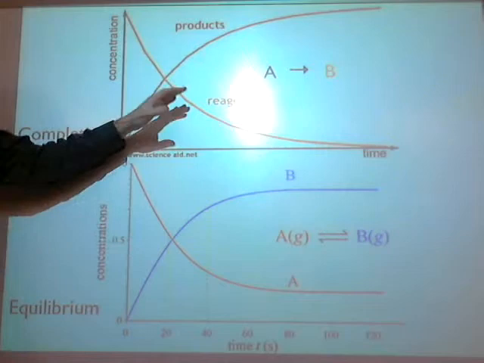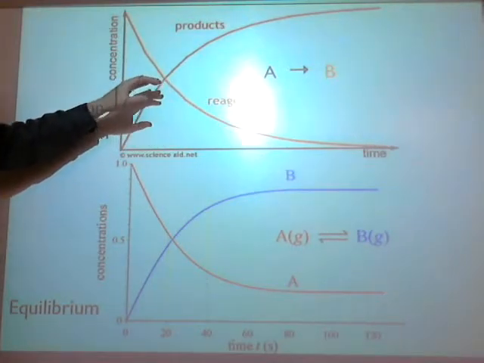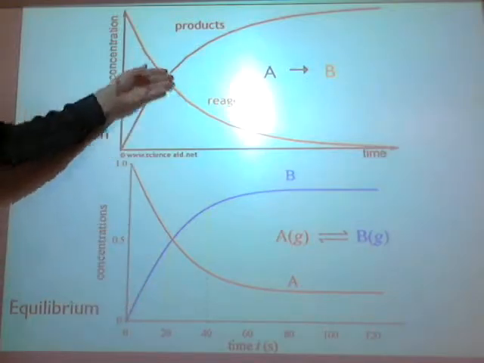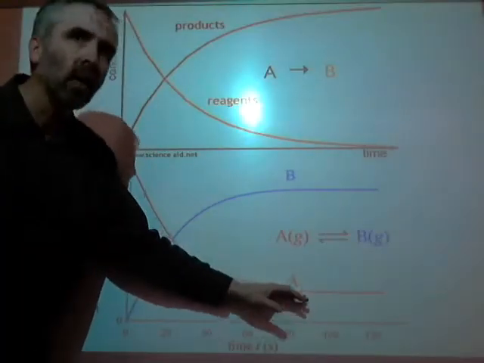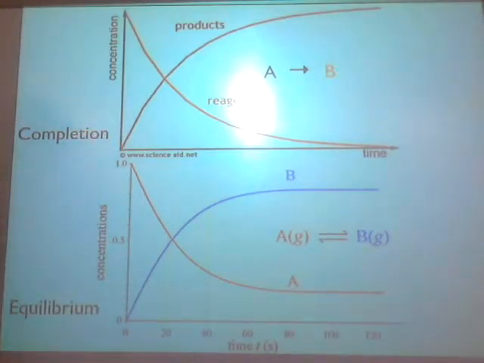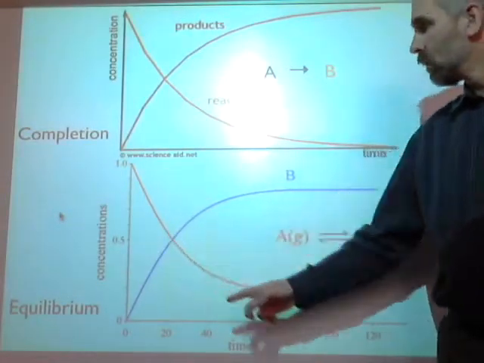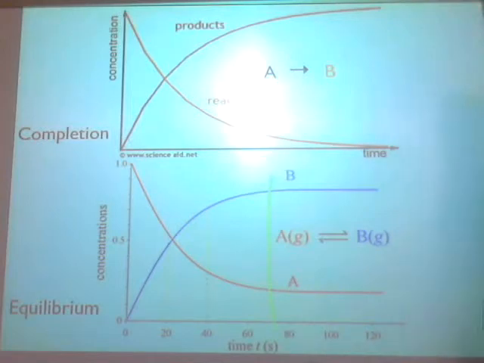But anyway, why is this a graph of a reaction that goes to completion, and this is a graph of an equilibrium reaction? This guy goes all the way to 0. This guy does not. Where does equilibrium actually establish in this problem? Over here. Is it on equilibrium here? No, where the two rates are equal, right?